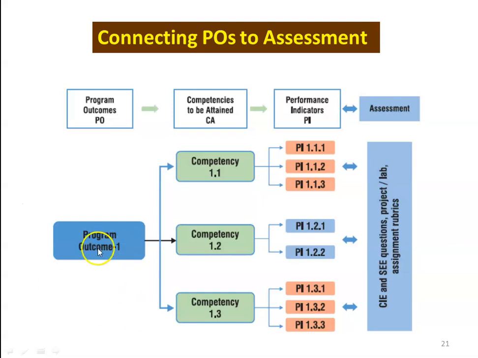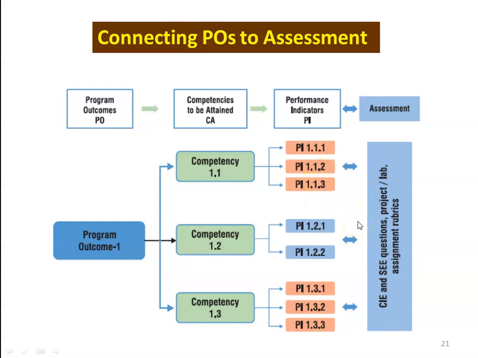We have one program outcome, and for a particular program outcome, we have different levels of competency: competency 1.1, 1.2, 1.3. So 1.1 is the first PO, first competency; 1.2 is the first PO, second competency; and 1.3 the first PO, third competency. For competency 1, we have performance indicators, 1.1.1. The first digit stands for PO1, the second for competency 1, and the third for PI1, performance indicator 1. Similarly, 1.1.2 and 1.1.3.